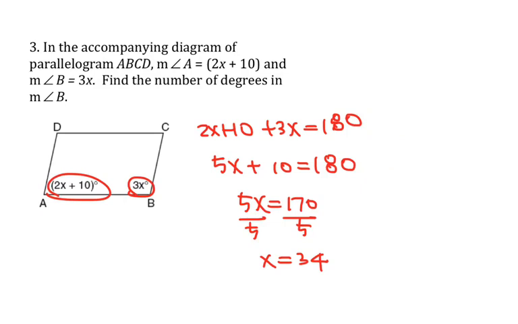But what I'm looking for is angle B. What does that mean? We have to multiply 3 times x. So the measure of angle B is 3 times 34, which is equal to 102 degrees. So that becomes our answer.